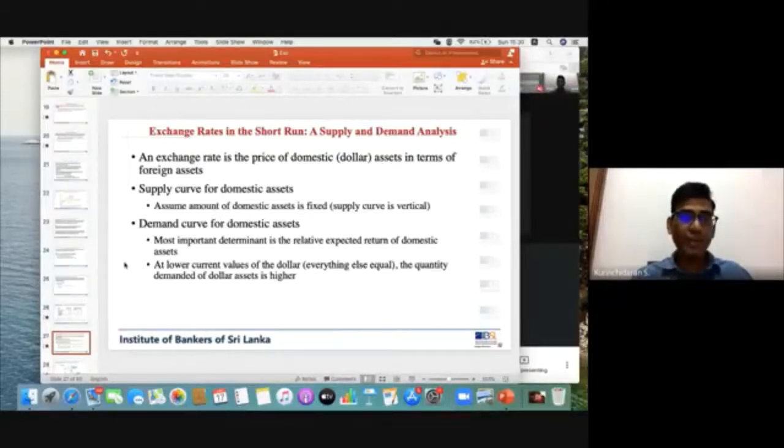Okay, so then at a lower current value of the dollar, that means, everything else equal, nothing changes, everything else is constant, at a lower current value of the dollar, the quantity demanded of dollar assets is higher, right? Okay, so these two things will have an impact on the demand, right? Let's put it together, supply and demand of the currency, and see how that equilibrium exchange rate is determined, right?